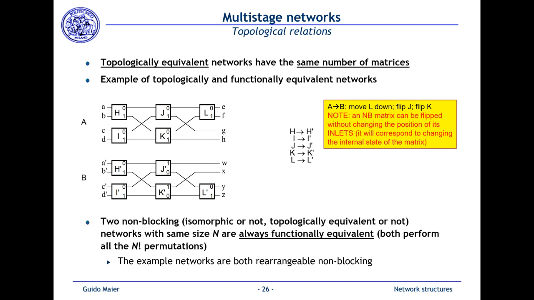And by definition, when you have two non-blocking networks with the same size, both of them are able to set up all the possible permutations. Okay, so you have n factorial permutations that are possible in A and n factorial that are possible in B. Therefore, these two networks are functionally equivalent because, by definition of non-blocking networks, they can set up all the possible permutations, and two functionally equivalent networks can set up the same set of permutations. Okay. So this set is complete in both cases, so it's the same.